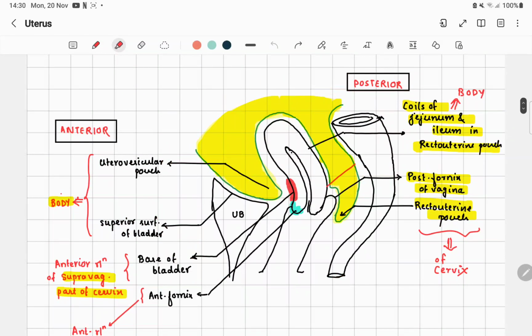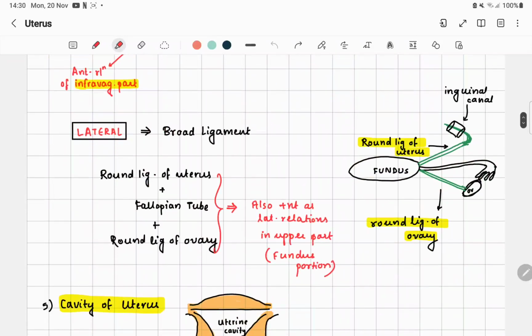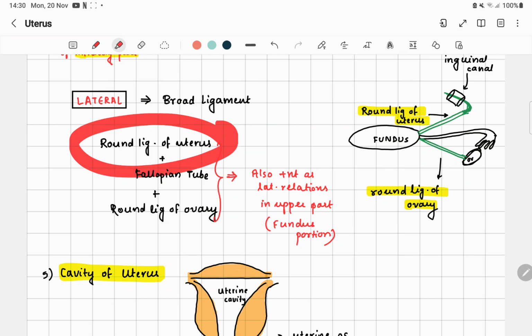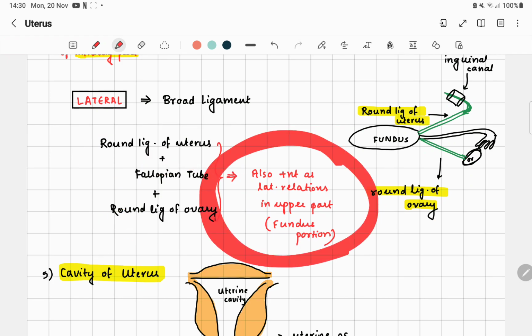You just have to draw this diagram correctly and write the parts. But the lateral relation is bound by the broad ligament. The broad ligament will form the lateral boundary, and in the upper part, the fundus part, the round ligament of uterus, fallopian tube, and the round ligament of ovary are present in the lateral relations also.